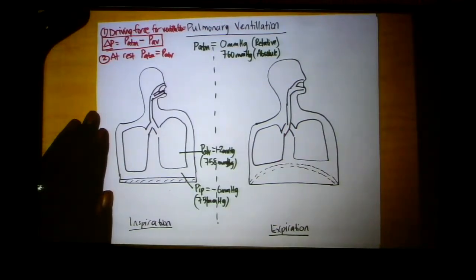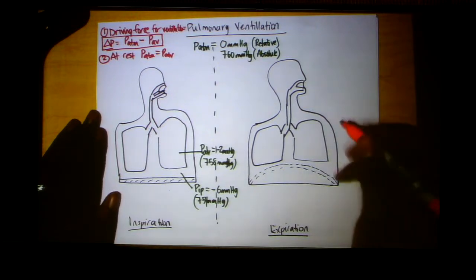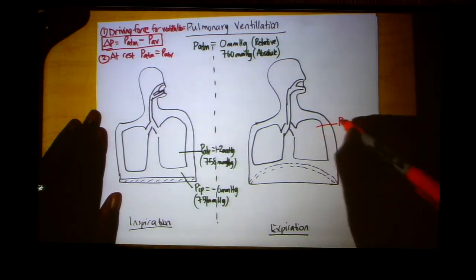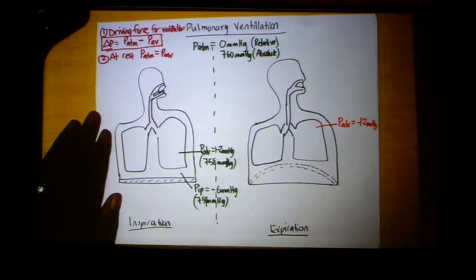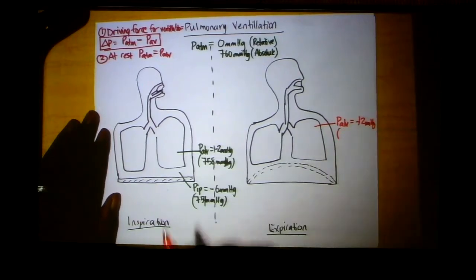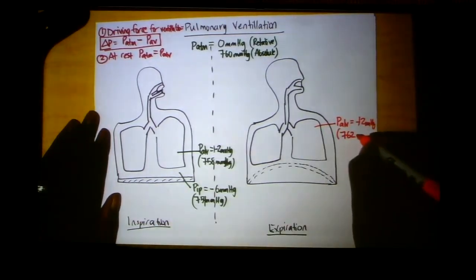So we're trying to move air out of the lungs. We've got 0 in terms of our atmospheric pressure. The pressure in the alveoli is going to be more or less than that? It's going to be more, right? So it's going to be higher. So let's see, our alveolar pressure is +2 millimeters of mercury here. And then that we can say is about 762.